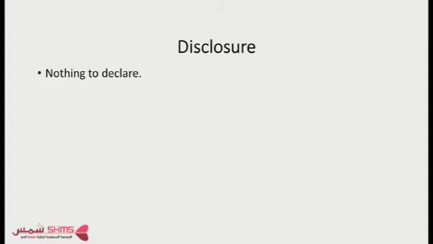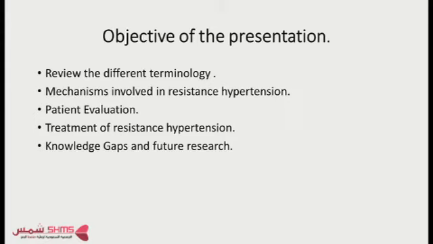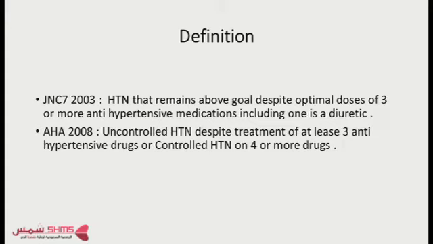This is my disclosure, and this is the objective of my presentation. I will review the different terminology, mechanisms involved in resistant hypertension, patient evaluation, treatment of resistant hypertension, and knowledge gaps and future research. Now, definition. We all started with JNC in 2003, where they had this definition: optimal doses of 3 or more antihypertensive medications, including a diuretic. The AHA 2008 statement was almost similar.